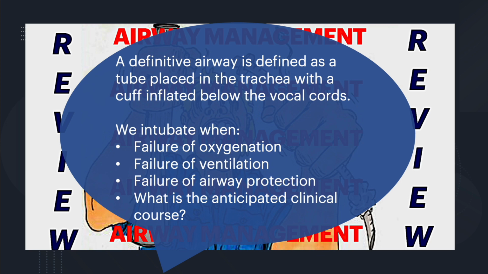A definitive airway is defined as a tube that's placed in the trachea with the cuff inflated below the vocal cords. And as paramedic students, we learn that we intubate when we see that the patient is failing to oxygenate, the patient may be failing to ventilate, the patient is failing to maintain a patent airway, they can no longer protect their airway, and when we anticipate that this is the clinical course of that patient's condition.